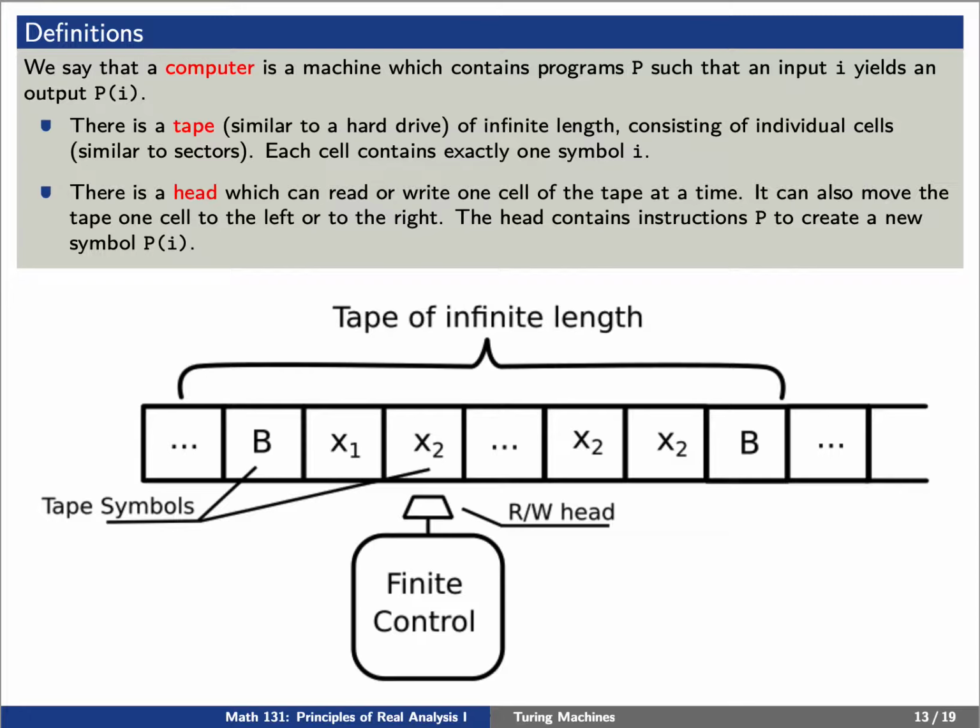Again, there should be a tape which one can really think of as having infinite length. And for this tape, we have individual cells. Each cell should contain exactly one symbol. Next, there should be a head which can either read or write one cell of the tape at a time. You can see here on the diagram that the idea is that the head can move along the tape to the left, to the right, wherever it would like. The head contains instructions, which are our programs P, where if it reads a symbol I in the cell on the tape, then it'll create a new symbol P of I.